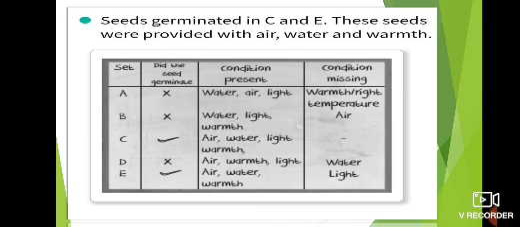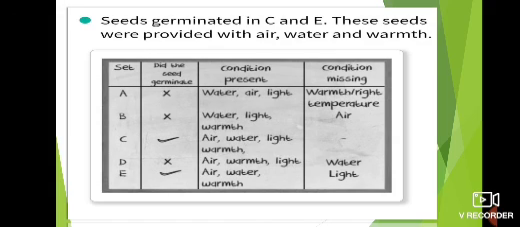Students, over here there are some conditions in which we can justify our answer. If all the conditions are present, then the seed will germinate. And if one among all the conditions is absent, then the seed will not germinate. So you can see in part A, water, air and light are present, but what is absent? Warmth, the right temperature.